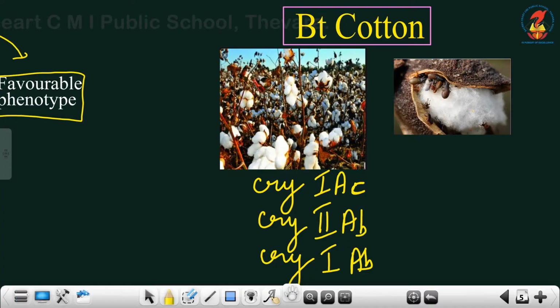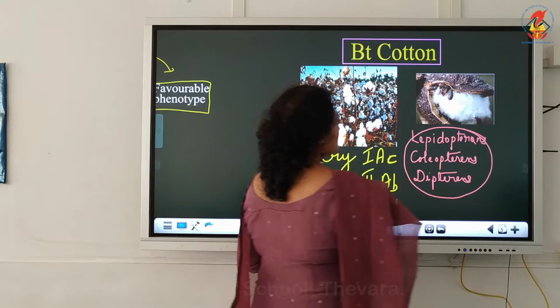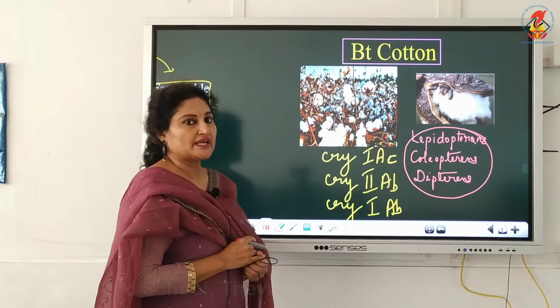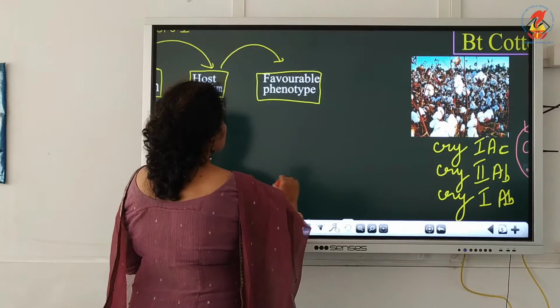Cotton is prone to the attack of a number of insects belonging to different classes like lepidopterans, coleopterans, dipterans. These are the different insects that invade cotton, and they are easily prone to the attack of these insects. So what is done is we are going to manipulate the genome of the cotton crop. So using the same guideline, with pink color I am going to indicate.